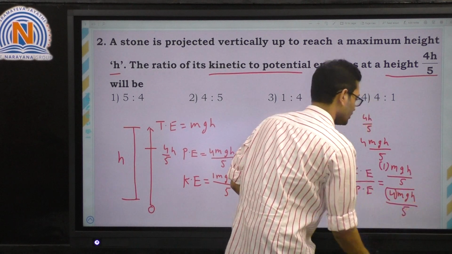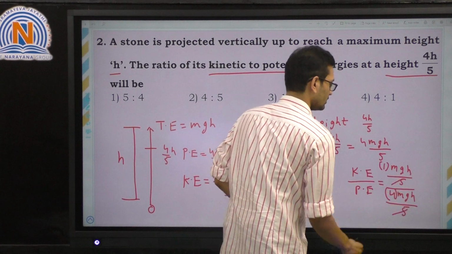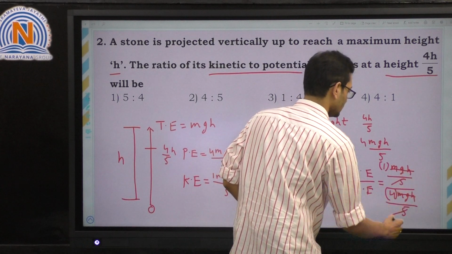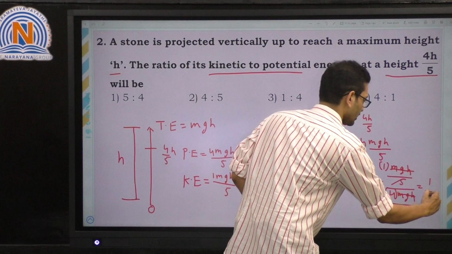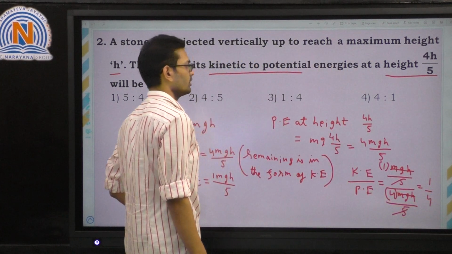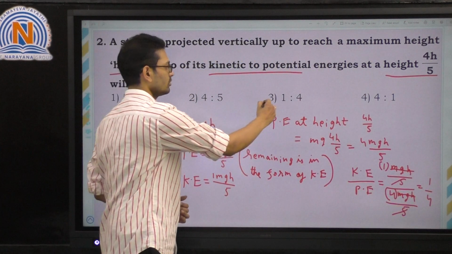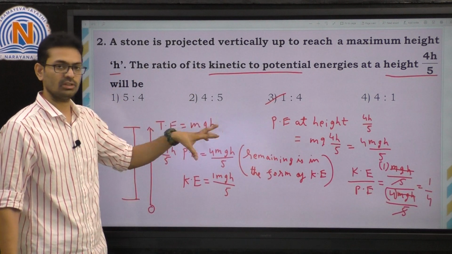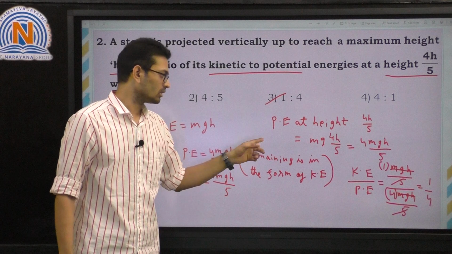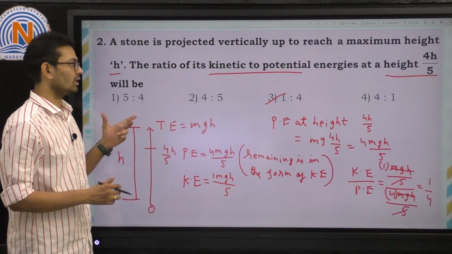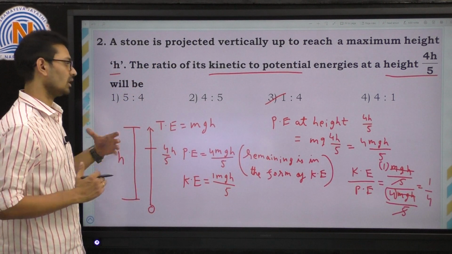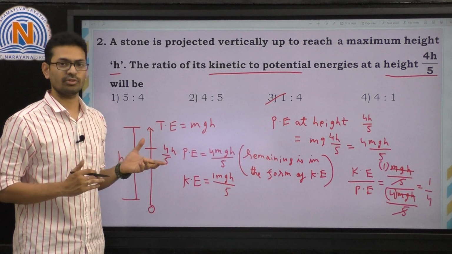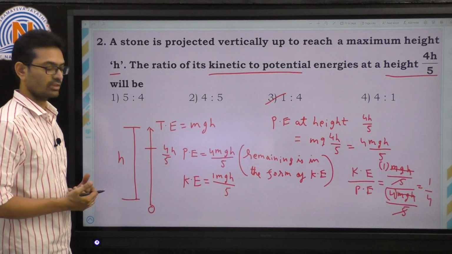The 5 gets cancelled, mgh gets cancelled, and you're going to get 1 by 4. So your ratio is 1:4. Kinetic to potential is 1:4. Potential to kinetic is 4:1. So this is how you have to analyze this question. This is a kind of conceptual type of question. So let us go with the next question.